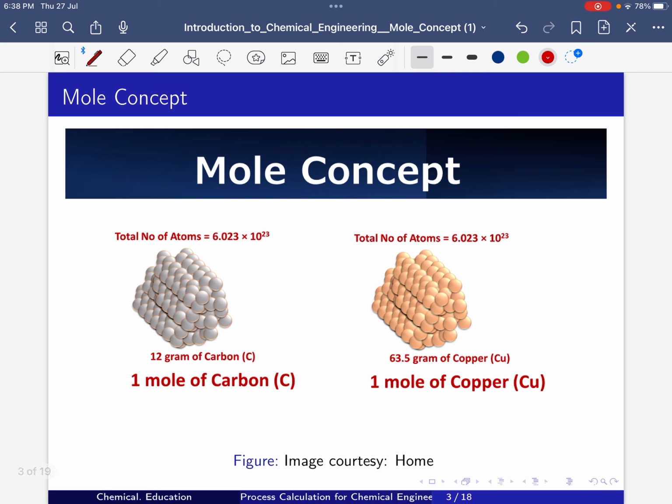Now here, suppose we take 12 grams of carbon. Carbon's atomic mass is 12 grams, so if you take 12 grams of carbon, that is called 1 mole of carbon, and that 12 grams of carbon contains 6.023 × 10^23 atoms. Similarly, 1 mole of copper means 63.5 grams of copper, and that 1 mole of copper has 6.023 × 10^23 atoms.